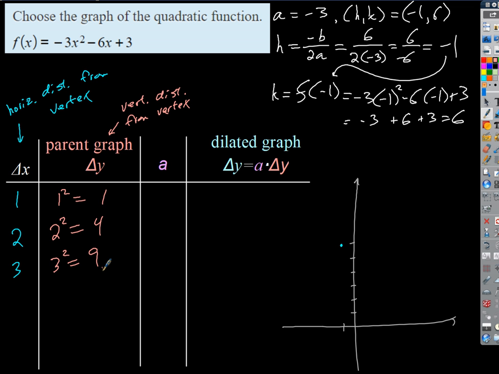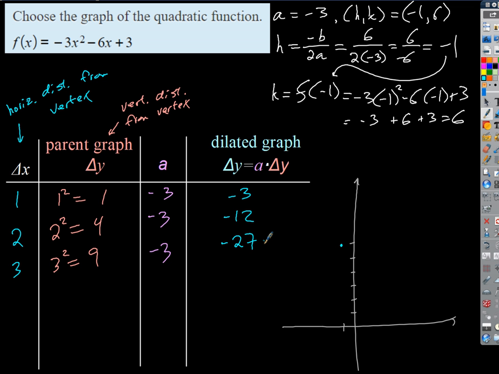Okay, what's a? Negative 3, and that doesn't change. That's our a for this function. So if we want to find the dilated graph, all we have to do is multiply the normal undilated y distance times a. That's it, right? So what's that give us? What is negative 3 times 1? Negative 3. What's negative 3 times 4? Negative 12. Negative 3 times 9, negative 27. So those are the distances I would go from here.